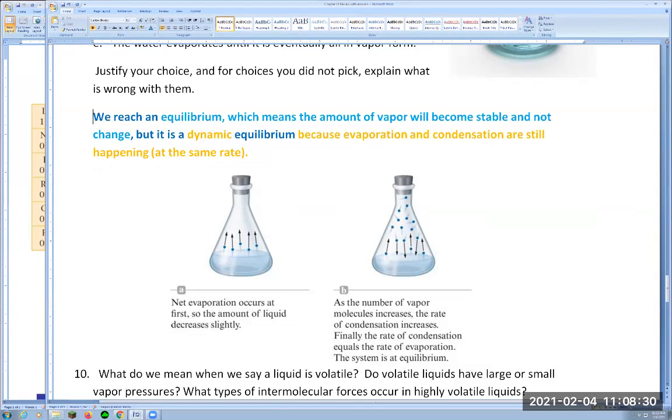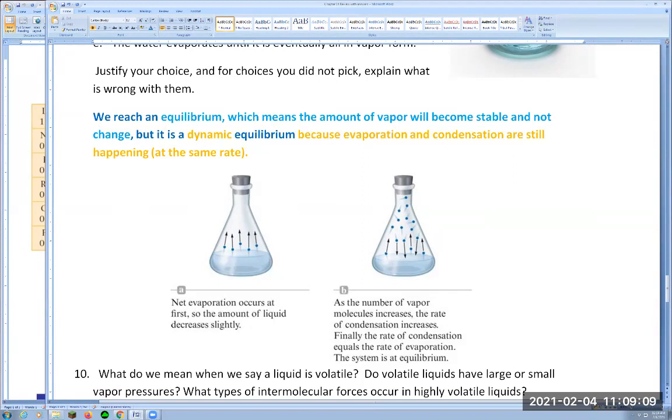And then as the number of vapor molecules increases, the rate of condensation increases. So now that we have vapor above the liquid, we can have condensation because condensation can only happen once you have vapor formed. And so this will increase the rate of condensation until the rates of condensation and evaporation are the same. They will be equal, which means you have as many evaporation as you have condensation, which means you have the same amount of water vapor above the liquid and you keep the same amount of liquid. So we have reached what we call an equilibrium.